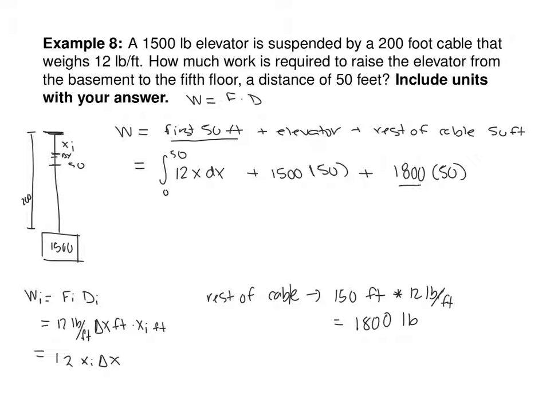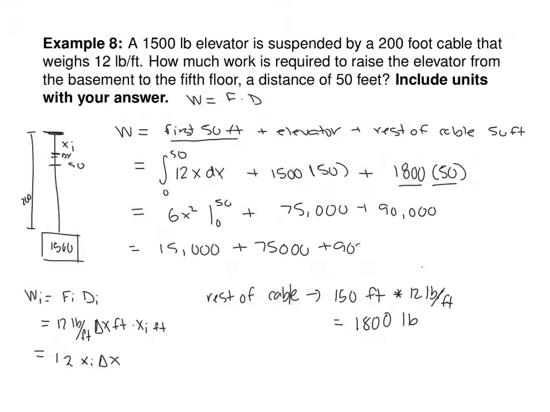This second part, actually when we did this in class, we set up as an integral, but this is a bit easier. And now if we anti-differentiate, we get 6x squared from 0 to 50 plus 75,000 plus 90,000. And this first component ends up being 15,000. And this is 180,000 foot-pounds.